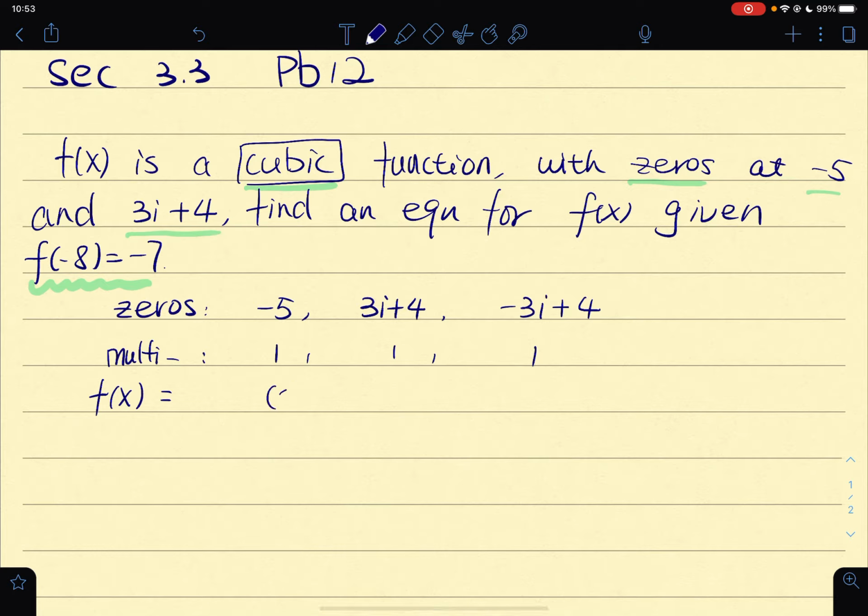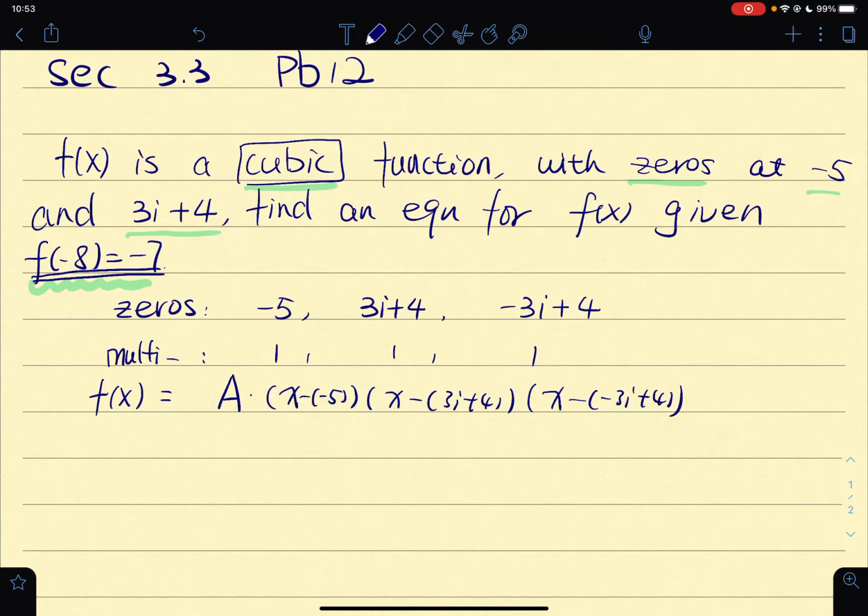So the next thing we want to do is to put together my function, which clearly is f of x equals x minus negative 5, x minus (4 plus 3i), and then x minus (4 minus 3i). And to make it clear, I do have a coefficient in the front that I need to decide. The last thing for me to do is to identify what exactly the a is supposed to be, and then I have this extra information given to me so I can work it out.